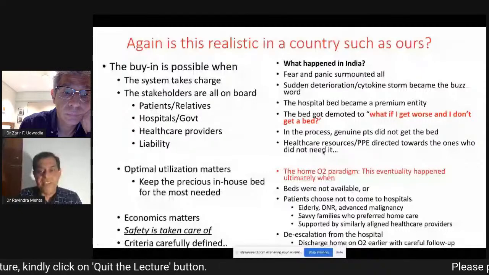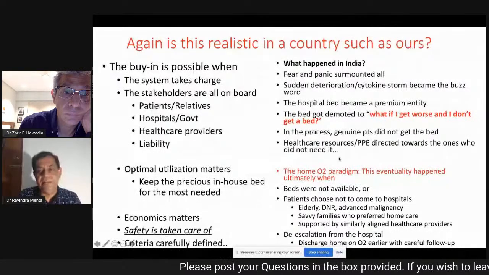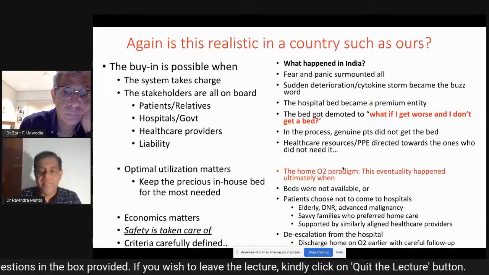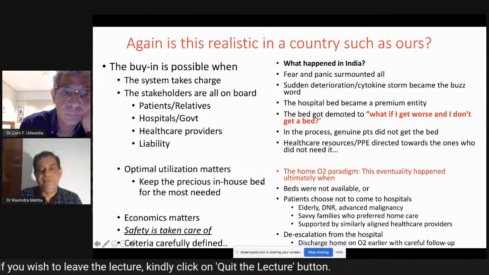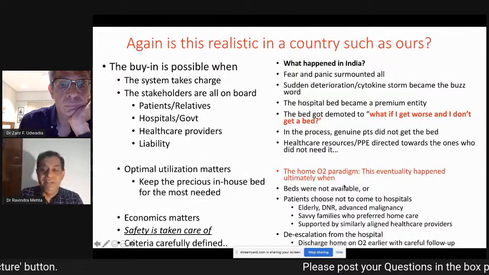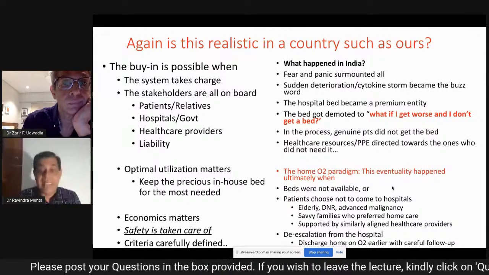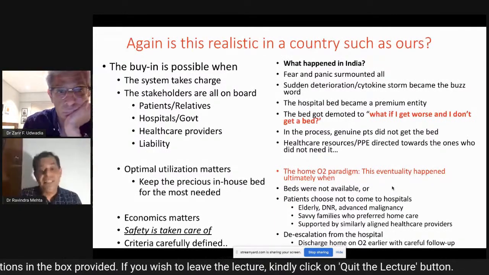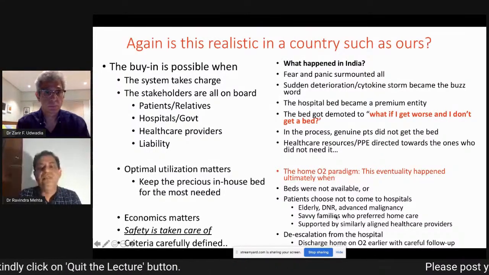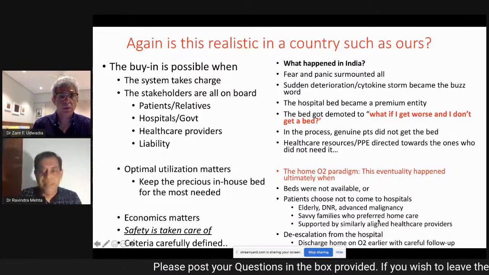In the process, genuine patients did not get the bed, and the precious, limited, sparse, and scarce healthcare resources and PPE went towards the one who did not need it. The biggest exercise of malutilization, which has probably been done this year and probably in the history of any healthcare efforts. The home O2 paradigm has happened in part, believe it or not. It happened where beds are not available, and each one of us has had to somehow make sure these patients got temporary oxygen, STOT. Patients chose not to come to hospitals, and a whole bunch of elderly, malignancy patients, and patients who are sitting moribund, with Parkinson's, neuromuscular disease, with savvy families and aligned healthcare providers, agreed to do that.